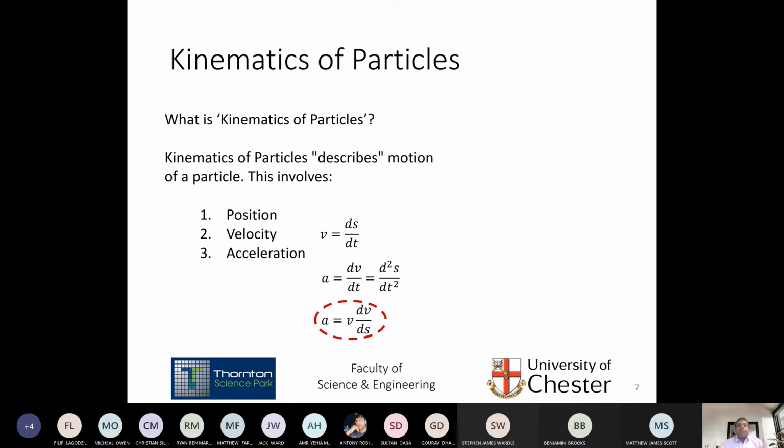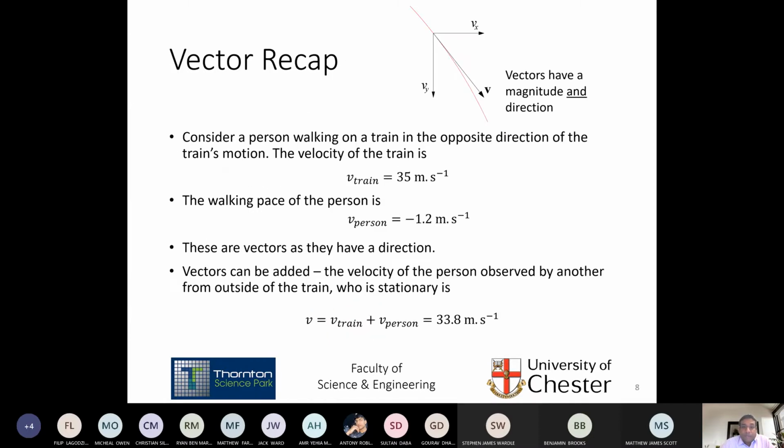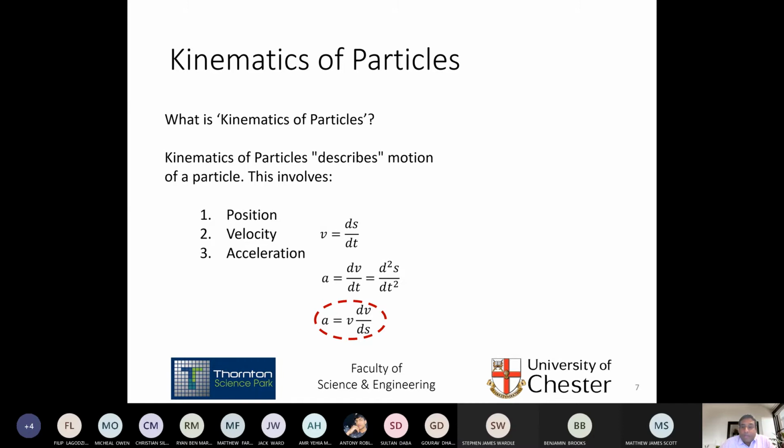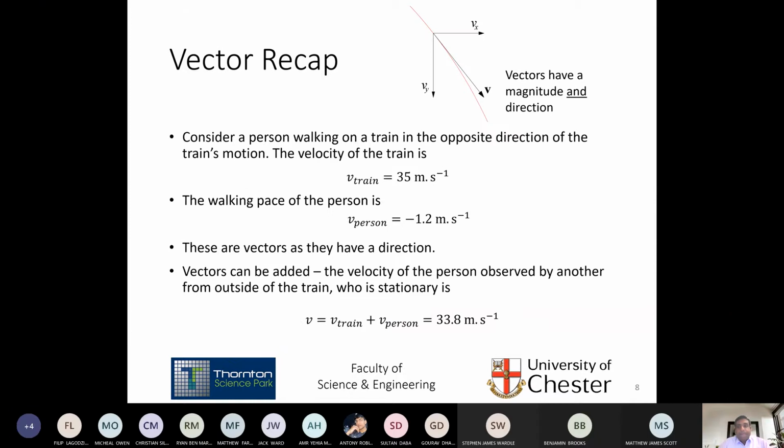You can also write another useful relation, which is acceleration equals v dv/ds. Now this is very useful to solve problems where you want to take time out of the equation and solve acceleration in terms of velocity and displacement alone. All right, hopefully everyone remembers these and some of the problems that we did around these equations.